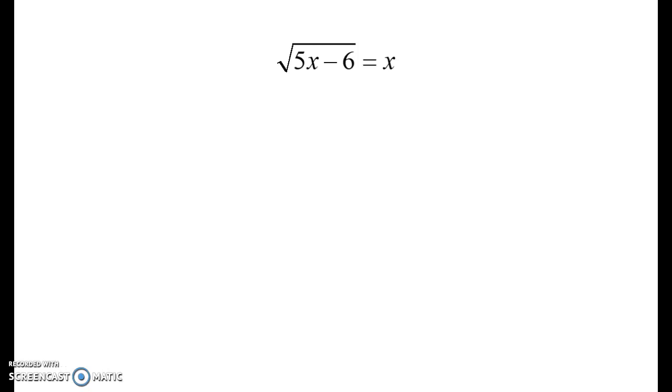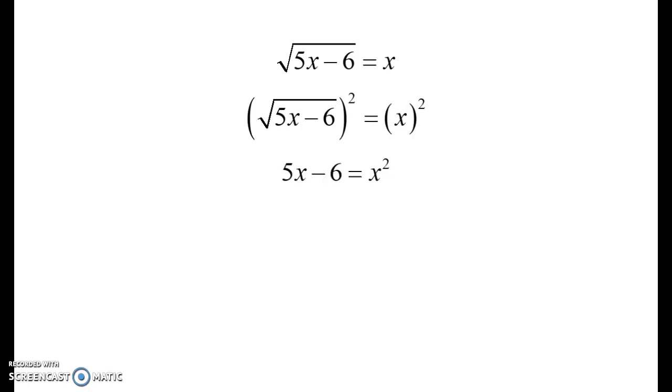This time the variable's on the outside, so you actually have two variables, one on the inside, one on the outside. Because the square root sign is already isolated, nothing is being added or subtracted on the outside of it, or being multiplied or divided with it, you can go ahead and do the first step, which is to square both sides. The squared cancels out the square root, so you just get what was inside the square root sign, which is 5x minus 6. And then x squared is just x squared.